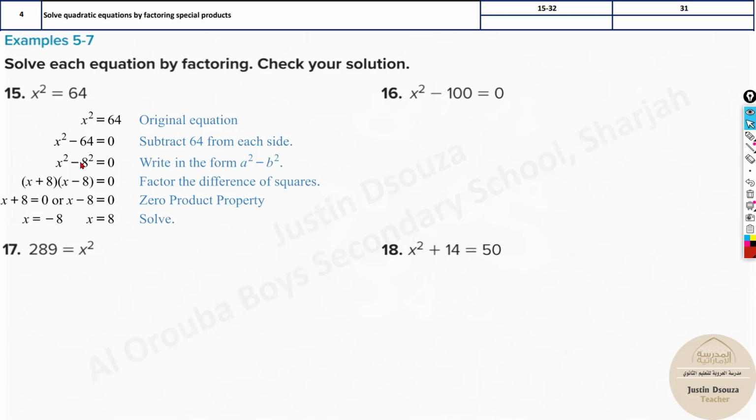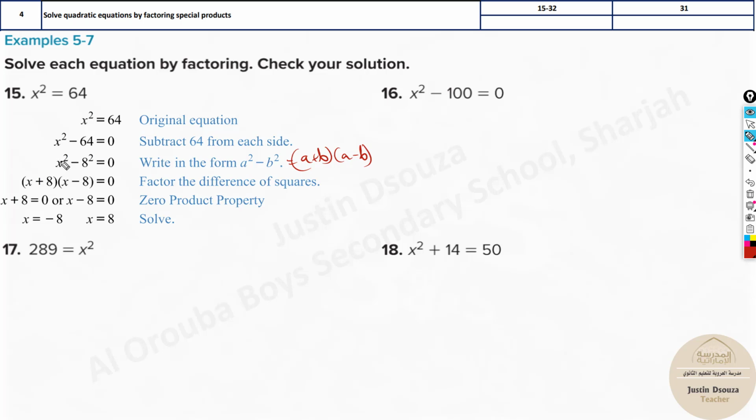What is the special product? We know the difference of squares. That is, a plus b and a minus b is a squared minus b squared. How do you factor this formula? That is equal to a plus b, a minus b. This is the formula for a squared minus b squared.